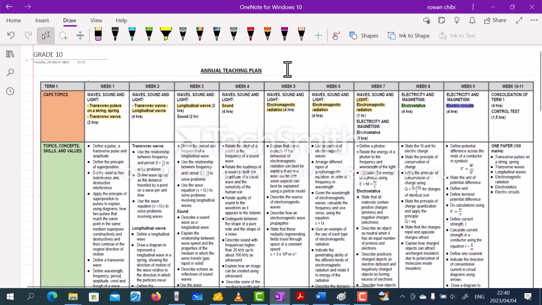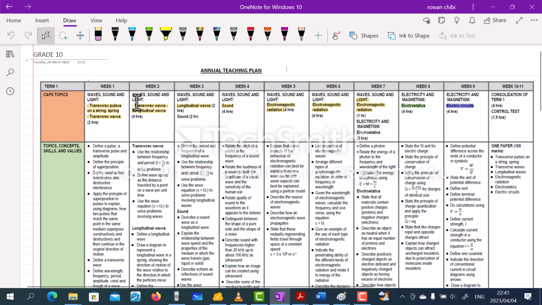If you look in front of you, you have your ATP. This is your ATP for term 1. So if you can see, for term 1, you only have 3 topics to do. You have the waves, sound and light. Then topic number 2, the green one that I highlighted, is electrostatics. Then the last topic is electric circuits. So these are the topics that you are supposed to do for term 1.